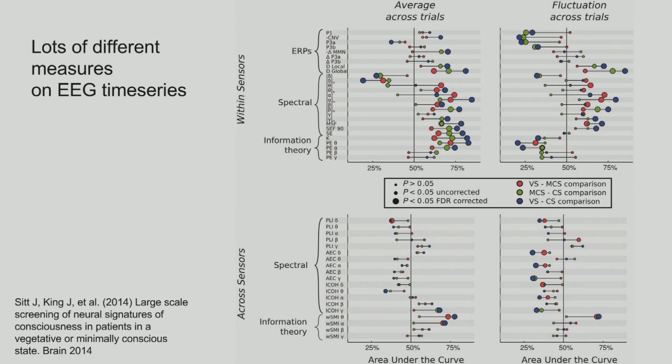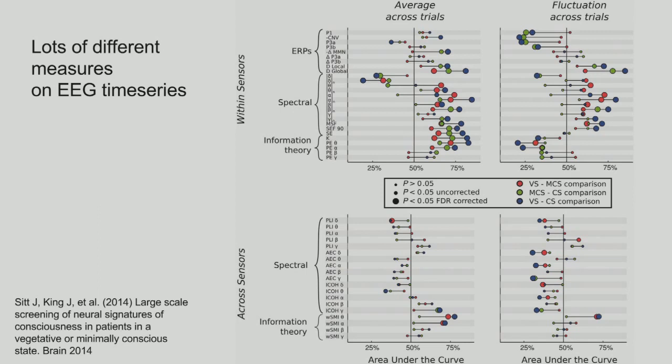For instance, how good is this measure to distinguish vegetative state from conscious state would be a blue dot, and if it's close to 1 or 100%, then it's very good at distinguishing. But if it's close to 0, it's also good for distinguishing, but inversely so. So if a dot is close to 50%, it's a very bad measure. It doesn't discriminate whatsoever, it's just random.